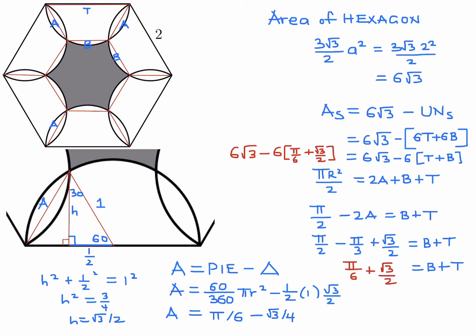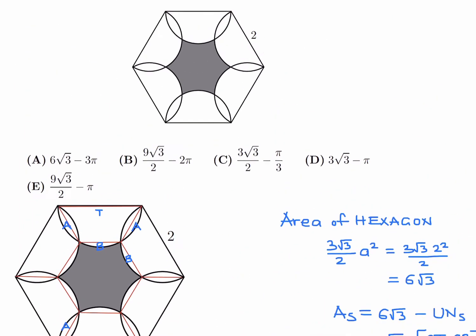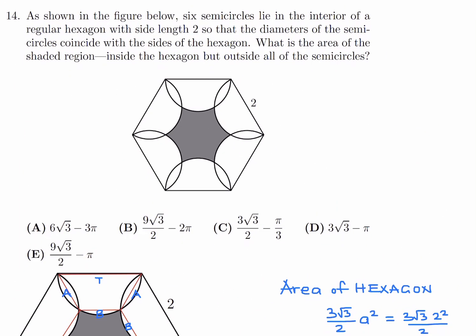So that becomes 6 root 3 minus pi, and that's minus 3 root 3, and that is 3 root 3 minus pi. There we go. And like I said, there's several other strategies, but I like this sort of method of explaining it. 3 root 3 minus pi is D for number 14.